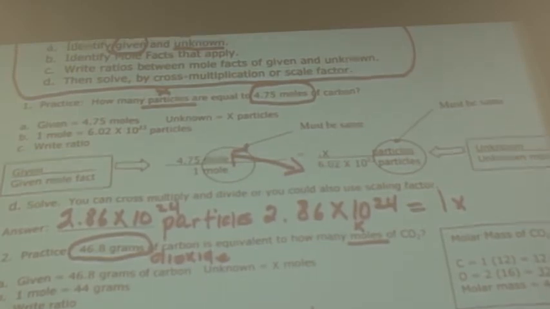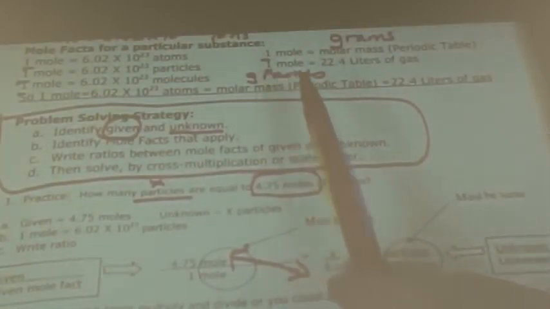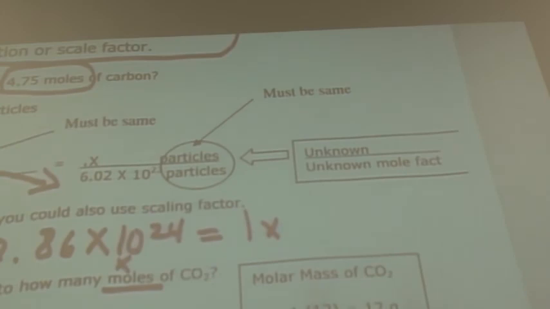Time to find some numbers. Looking up here, I got mole is 1. Grams, I need to find the molar mass of carbon dioxide. Carbon dioxide has a C and it has an O. How many? 1 C, 2 O's. Times the number on my periodic table, 12 and 16. 1 times 12 is 12, 2 times 16 is 32. Add that up, 44 is my answer.